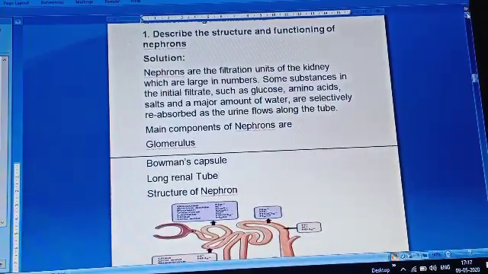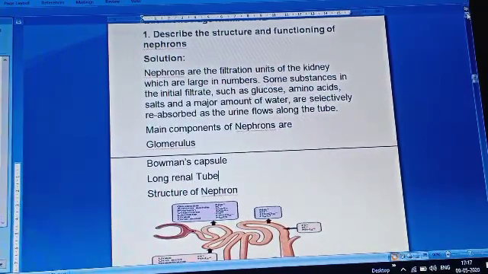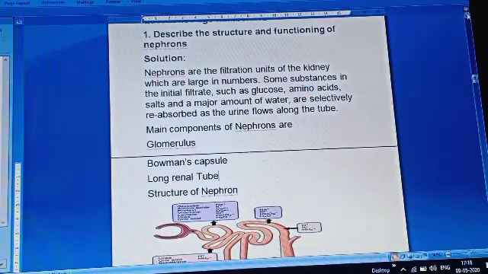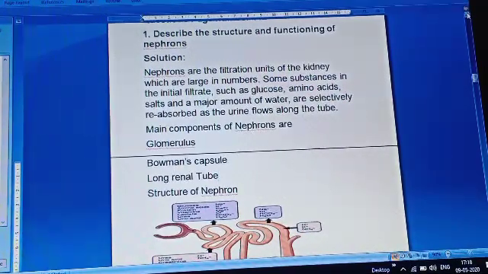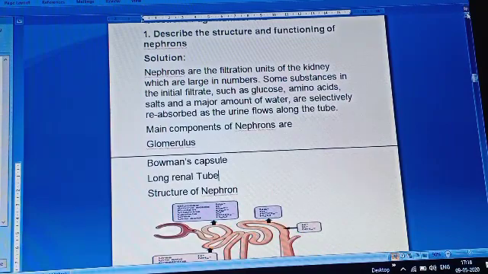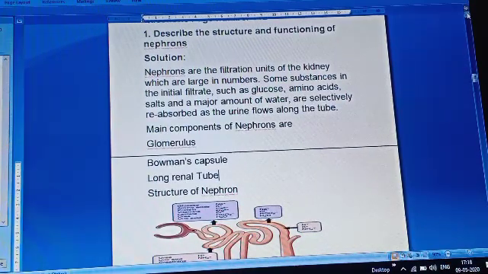Hello students, now we will see the further question answer, a long question answer of this chapter. Let's see the first question. Describe the structure and functioning of the nephron. We already studied this portion in the excretion system of a human being.